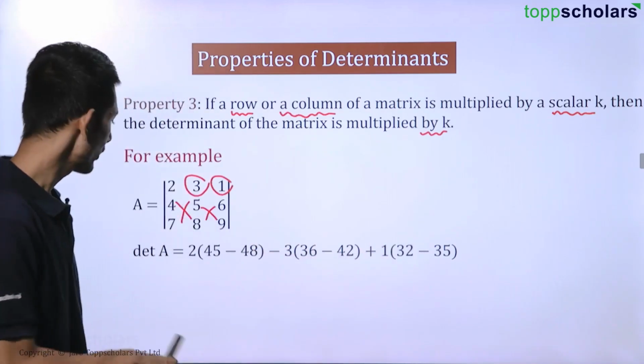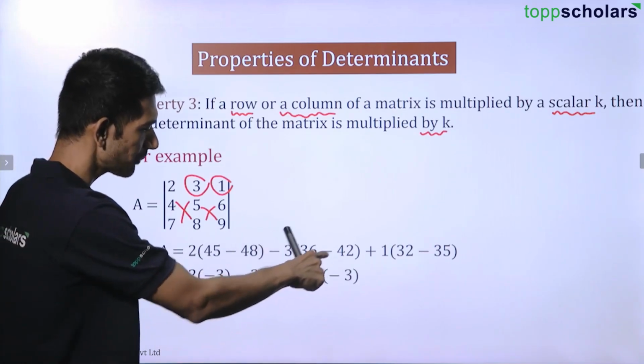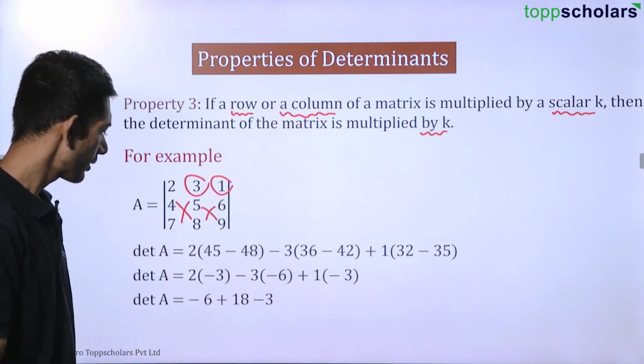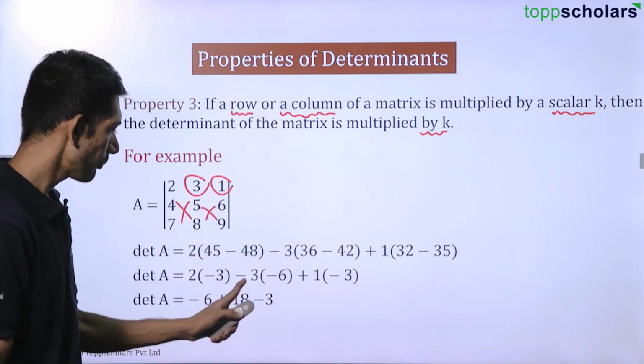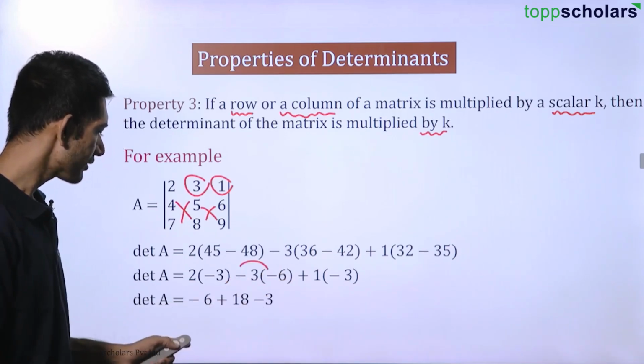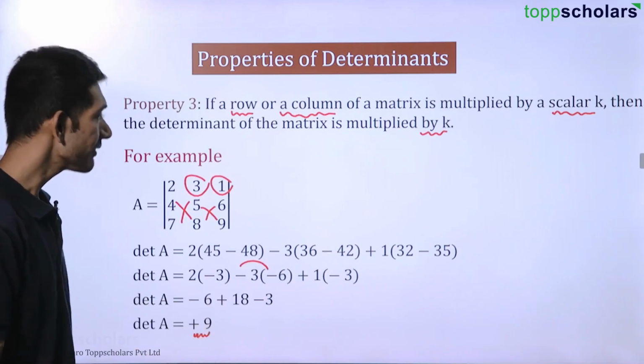Correct. Let's continue further. So here you will have 2 multiplied by minus 3. Then minus 3 multiplied by minus 6. And then 1 multiplied by minus 3. Solve this further. You will get minus 6. Minus minus becomes plus, plus 18 and then minus 3. So ultimately this becomes 9, right? Okay. So the determinant of A is 9.